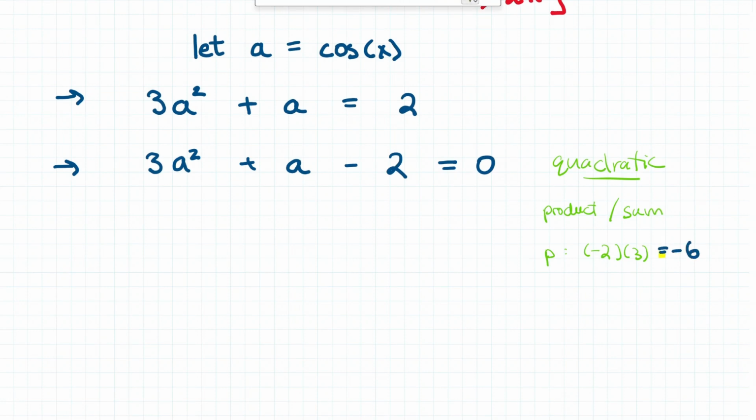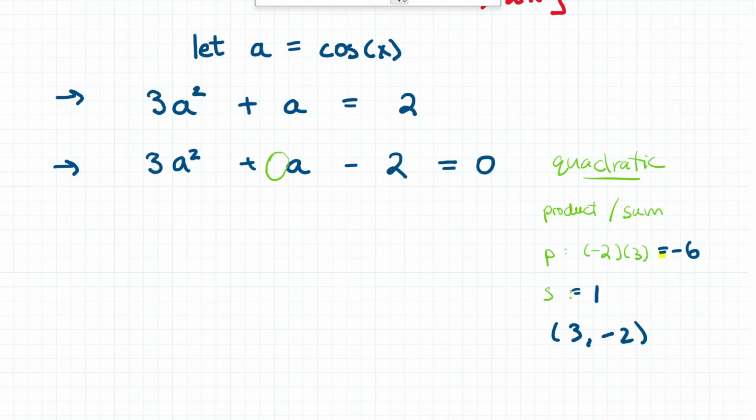Now I want to find my sum. How do I get my sum? I'm just going to take the coefficient of my middle term. If you have no explicit coefficient, it means it's 1. So my sum equals, in this case, 1. Now I need to find 2 numbers that multiply to -6 and add to 1. Well, 3 and -2 work, because 3 times -2 gives me -6, and 3 minus 2 gives me 1.